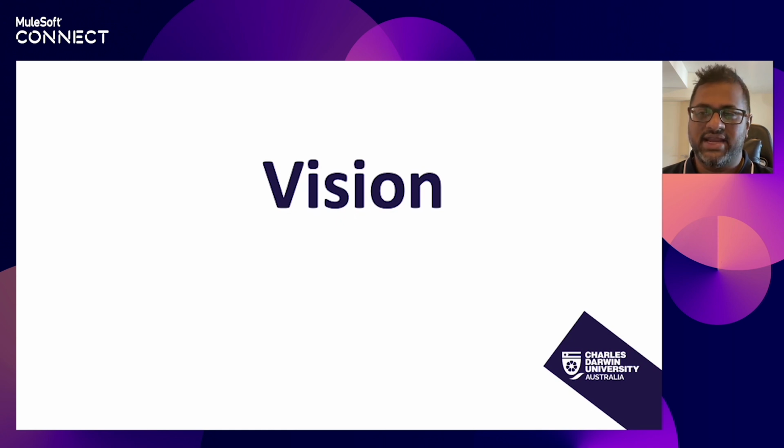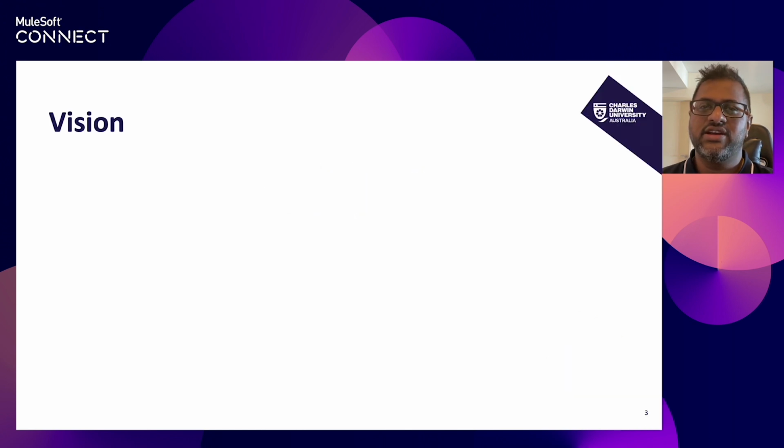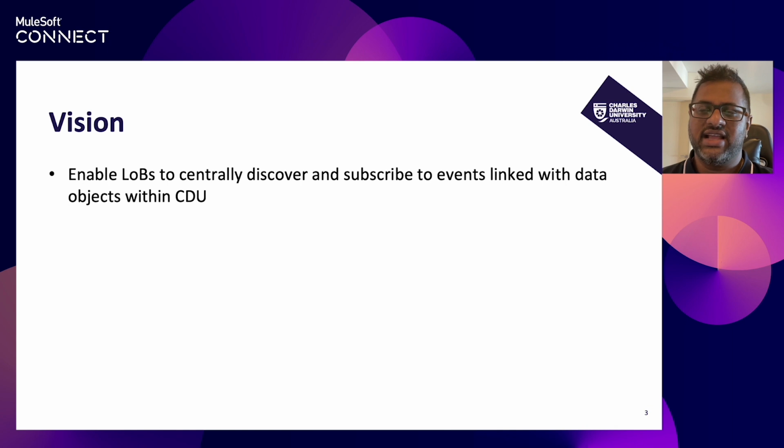Now, with this in mind, and to future-proof CDU's process for data provisioning between systems, we jotted down 3 key vision requirements. We wanted to enable the different lines of businesses within the university to explore, discover, and subscribe to events linked with a data object across the different applications at a central location.